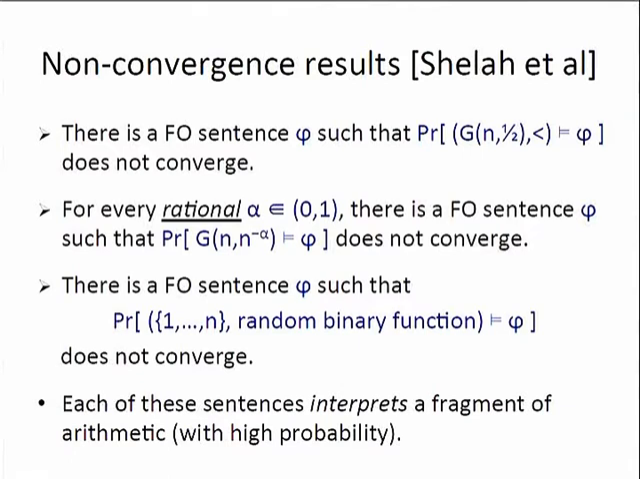And similarly, if we look at a rational number alpha between 0 and 1, then there's a first order sentence in the language of unordered graphs, such that for G(n, n to the minus alpha), the limit probability that it satisfies phi does not converge. And similarly, if instead of a random unary function we look at a random binary function, then again we have non-convergence. There's no convergence law. Each of these counterexamples has something in common, which is that in such random structures, with high probability, you can interpret some very small initial segment of arithmetic, which lets you somehow speak about the size of the structure. So that's how you get non-convergence.